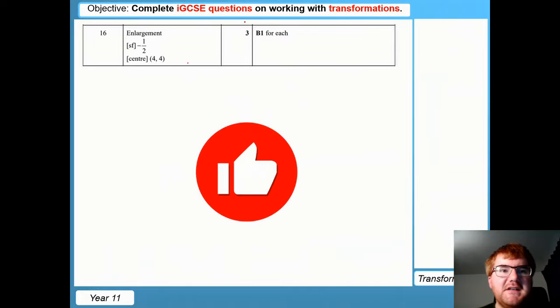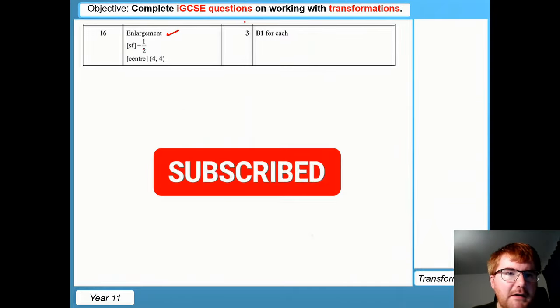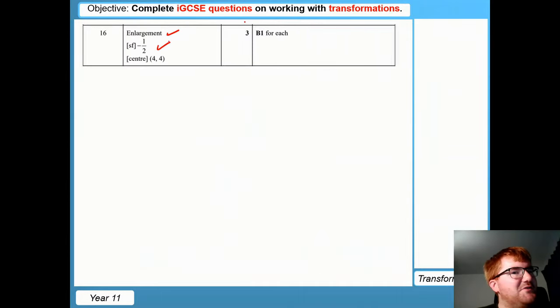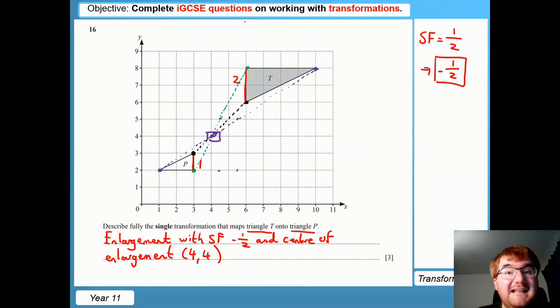So you can check the mark scheme here. So enlargement, 1 mark, scale factor minus a half, we got that, 2nd mark, and then center is always the tricky one to get here, which is equal to 4, 4. So make sure you go through that really, really carefully.